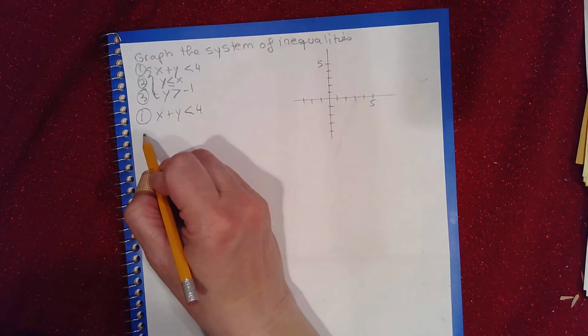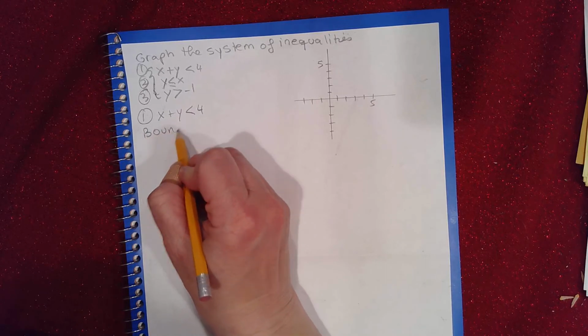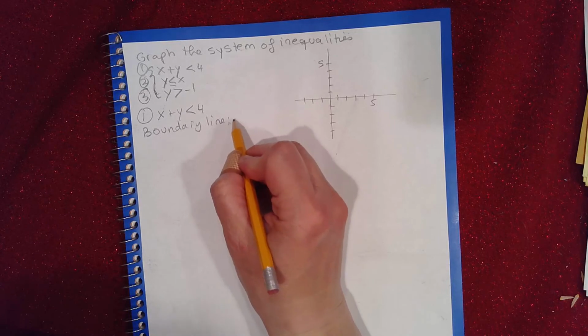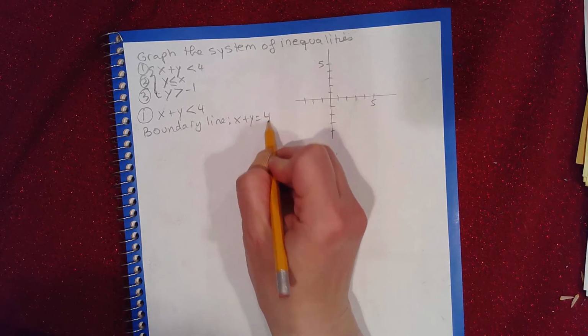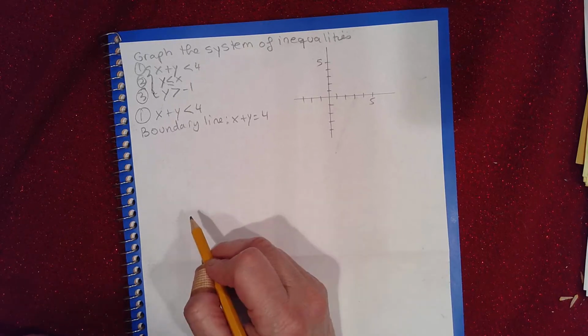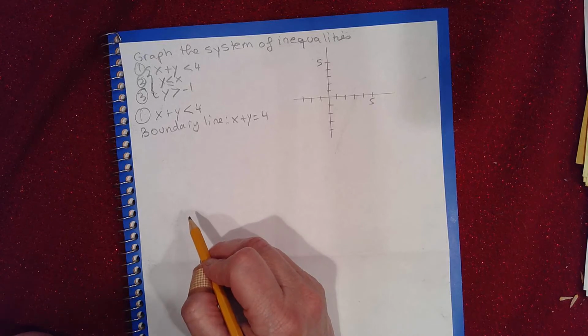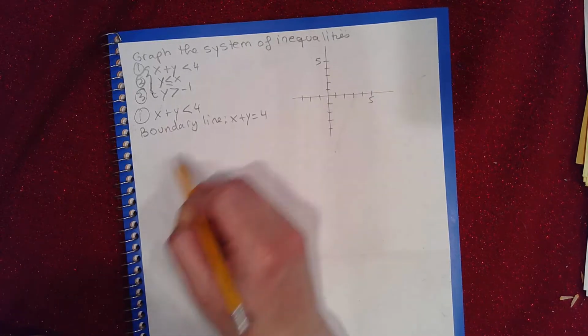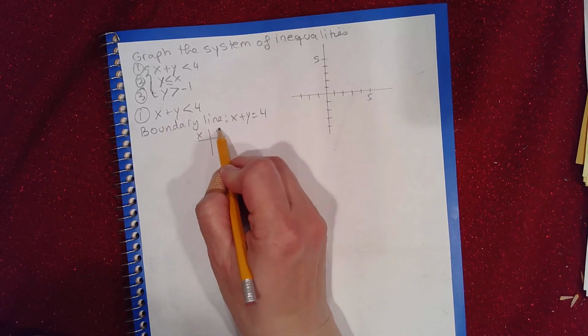Now we need to graph the boundary line. The boundary line is x plus y equal to 4, so we replace less than with an equal. You may want to write it in slope-intercept form, so that would be y equal to negative x plus 4, and you figure out the slope and the y-intercept. But I think it would be very easy to just figure out some of the points.